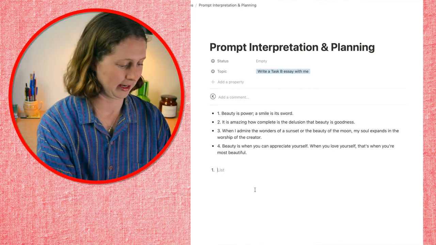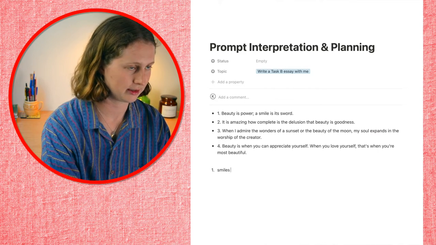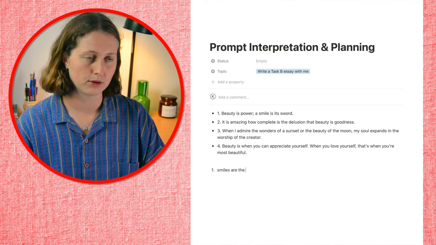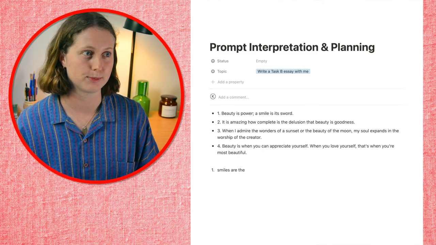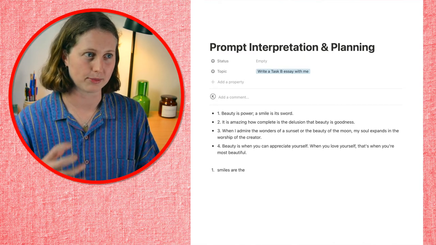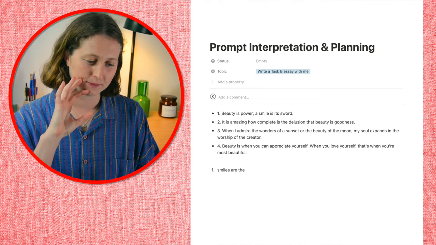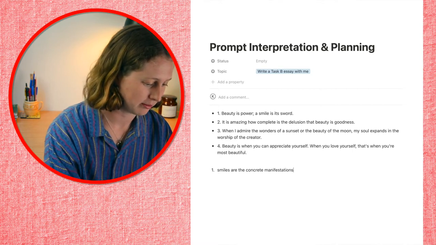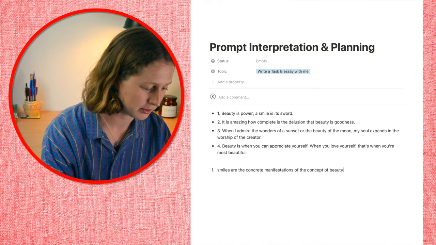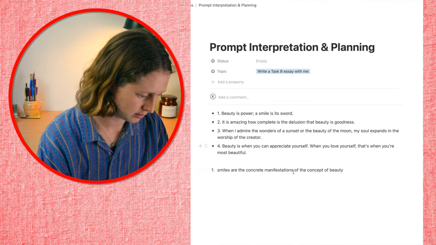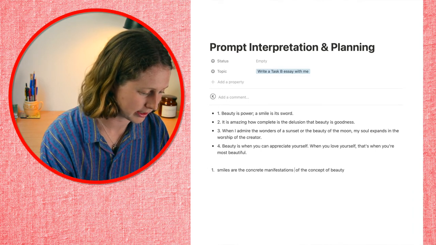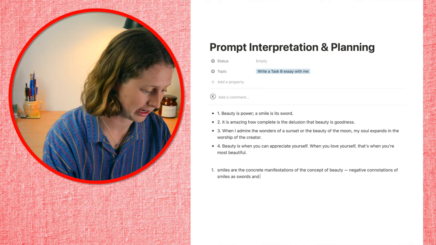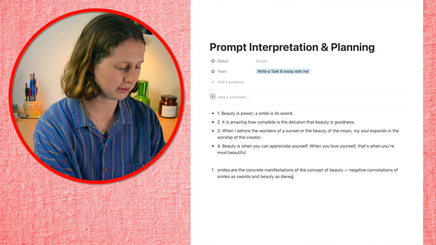Oh, it's also saying beauty is the concept, but smiles are the weapons. So beauty is the abstract concept, but smiles are the concrete manifestations. Okay, yeah. The real manifestations of the concept of beauty. And it also has negative connotations, I think that's important, of smiles as swords and beauty as maybe a dangerous power or a forceful power.